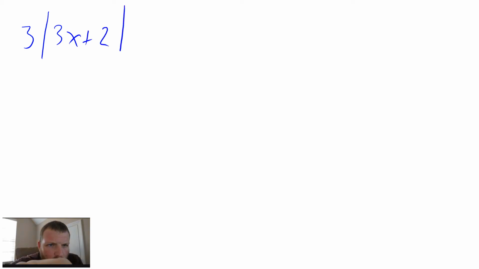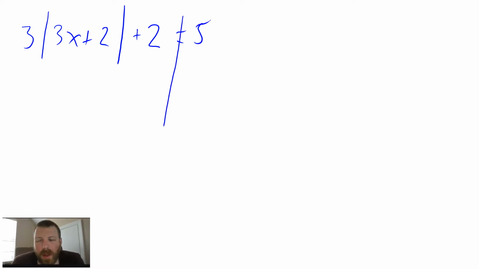Okay, we have two more absolute value equation problems to do. So let's start with our first one here. Let's do 3 absolute value of 3x plus 2 closed, plus 2 equals, let's do 5.